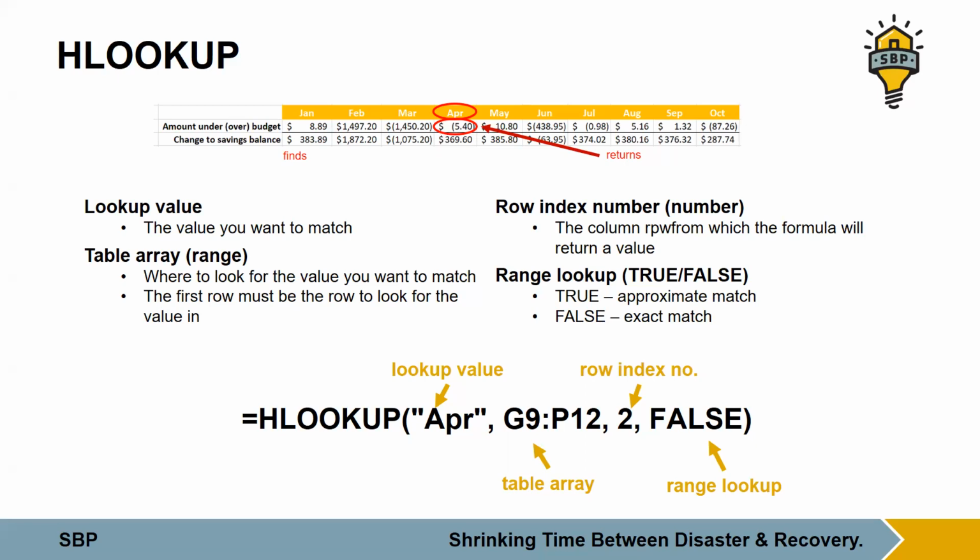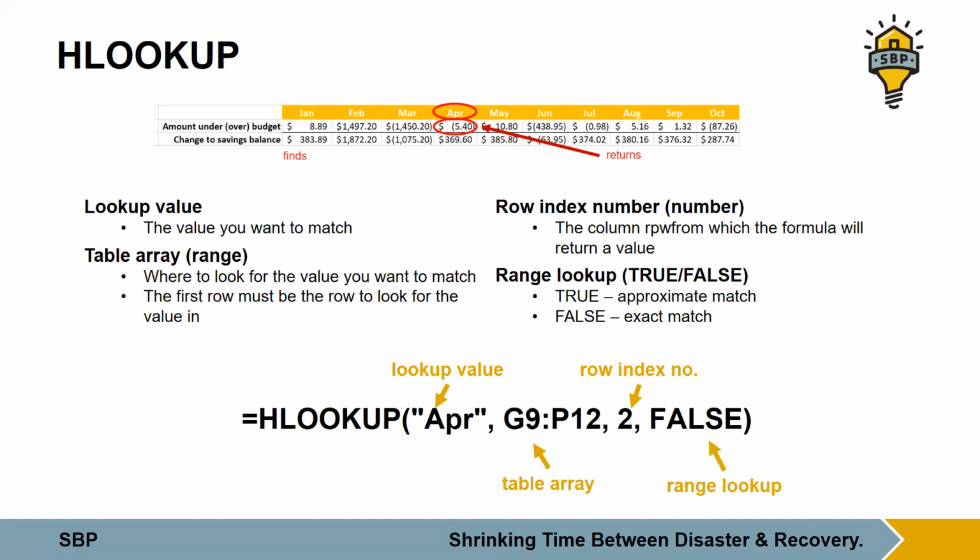The row index number is going to be the column, ooh, there's a big typo there, the column from which the formula will return a value. Or I'm sorry, the row from which, that's what the typo is, the row from which the formula will return a value. So if I wanted row 2 in this case, I want to know what the change to my savings balance was, I would choose that.